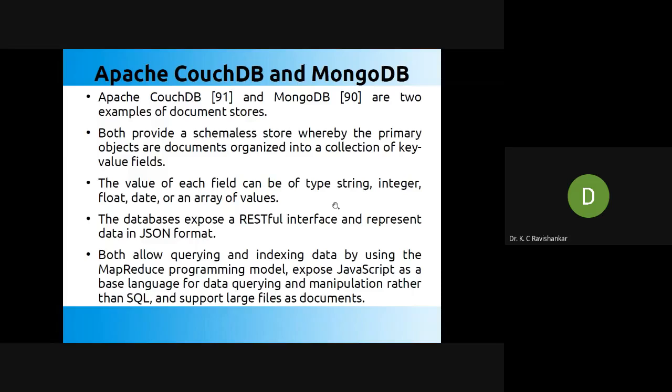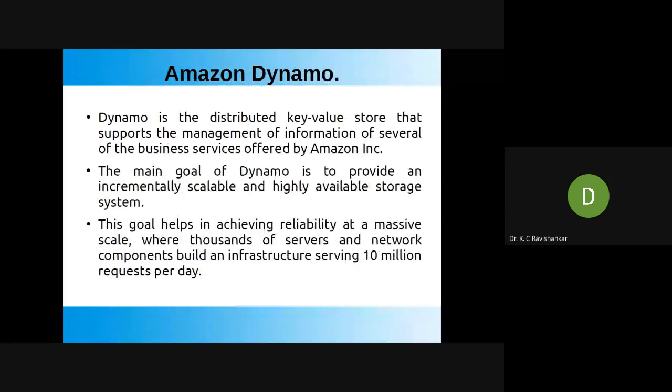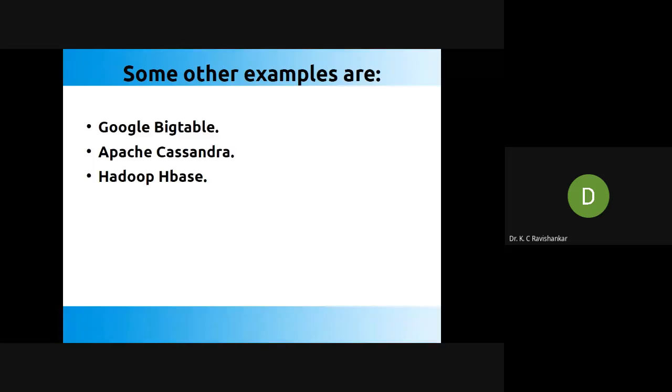And then we have Apache. Apache comes into the picture because wherever you go, Apache is there as a backend, as the building foundation. Apache CouchDB and MongoDB are very important document stores. Then Amazon Dynamo is another one, which is a distributed key-value store, which can be used to handle a large amount of data. Other examples which I have seen: Google Bigtable, Apache Cassandra, and Hadoop HBase.